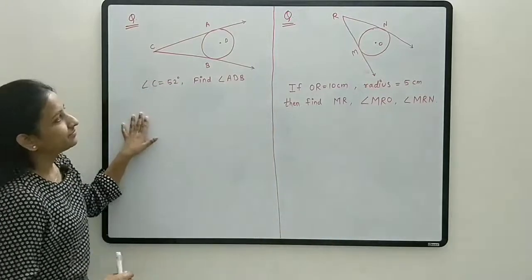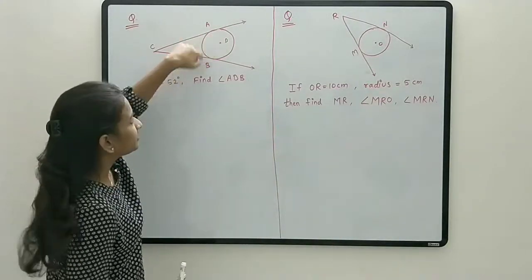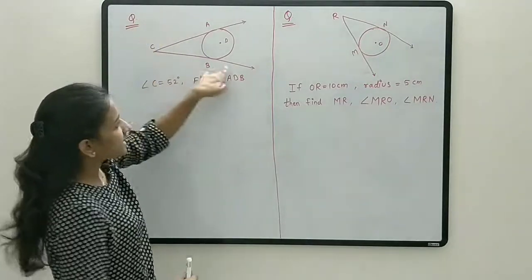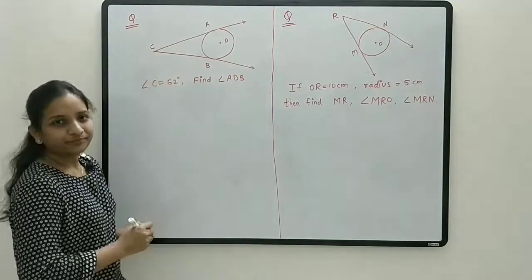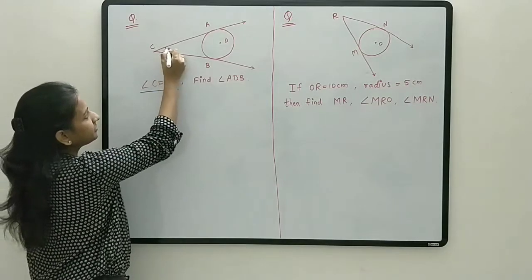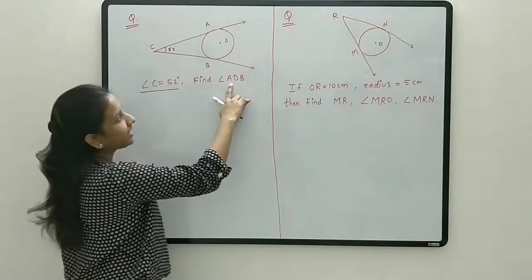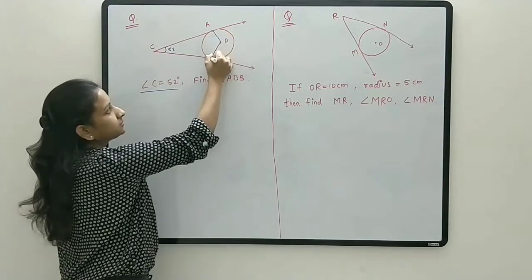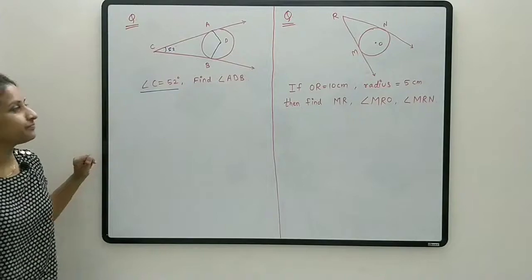In this problem, D is the center of a circle and C is the external point. From this point, two tangents are drawn, CA and CB. Angle C is 52 degrees. So this angle is given as 52 degrees. Then we have to find angle ADB, this angle. Okay, how to find this?